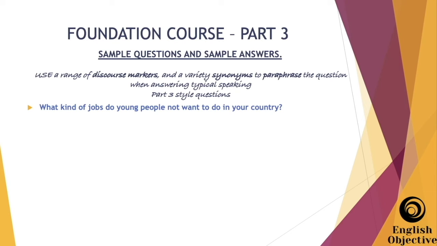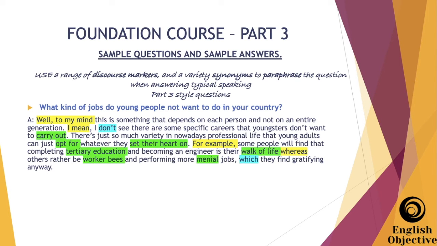So let's go for the most typical part 3 questions. What kind of jobs do young people not want to do in your country? They ask you about society, your country. Jobs is one of the most frequent topics as well. Let's have a look at the answer.